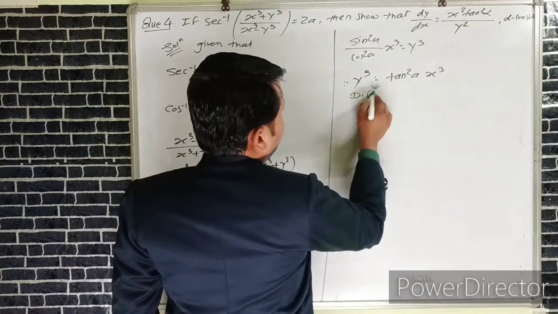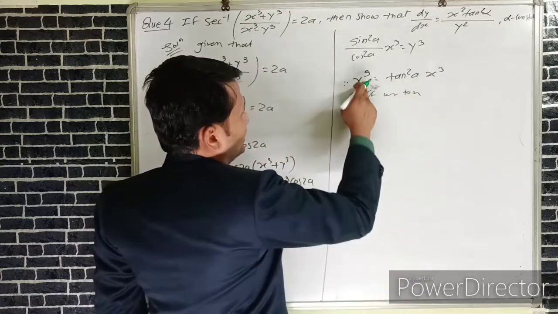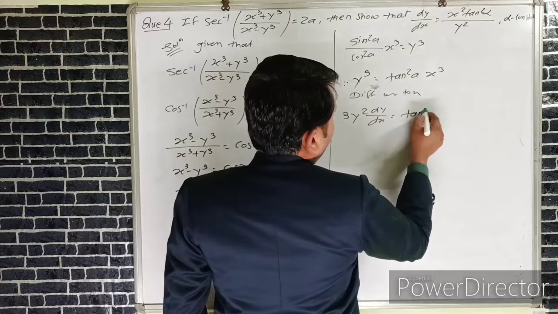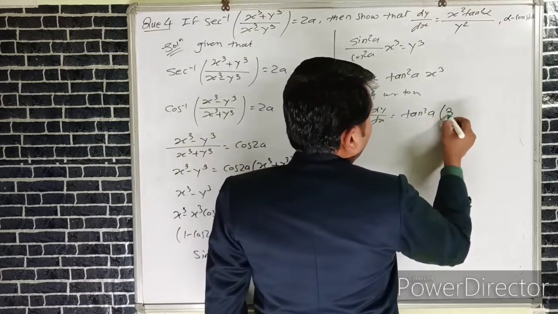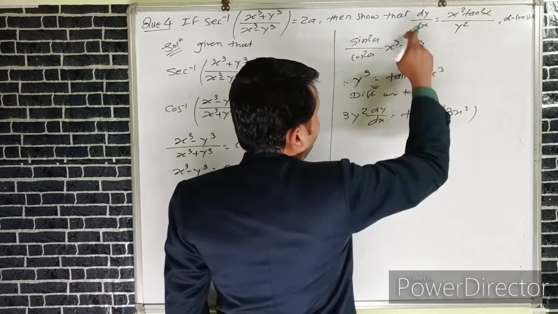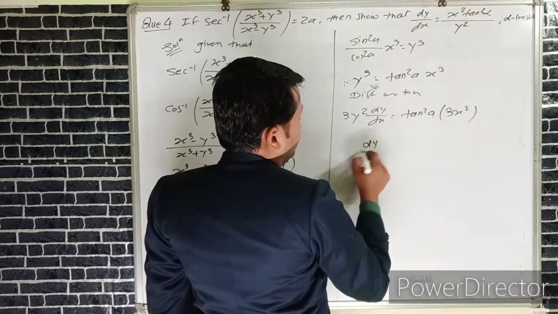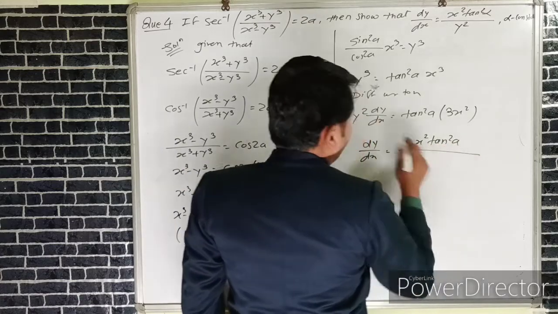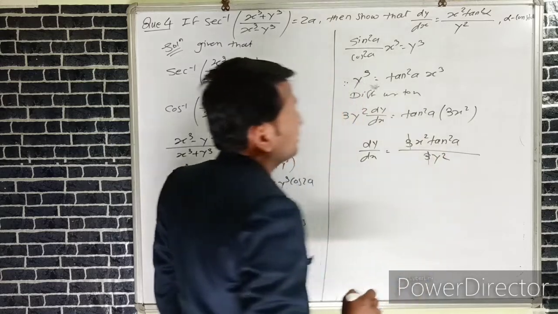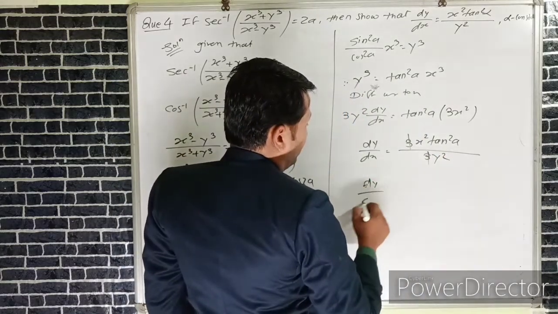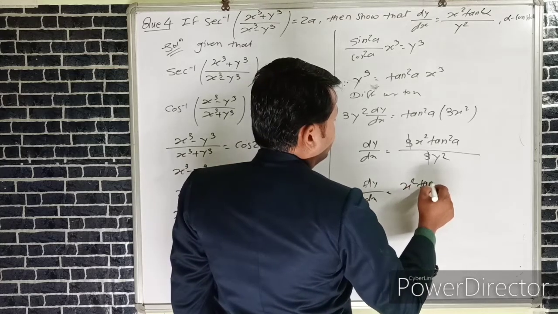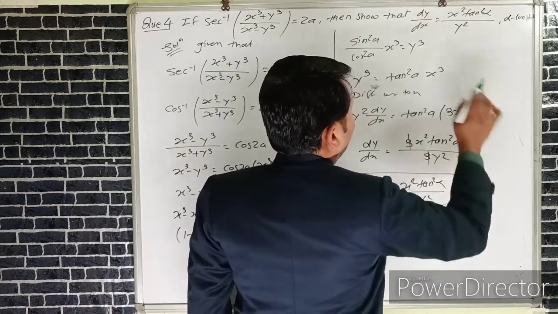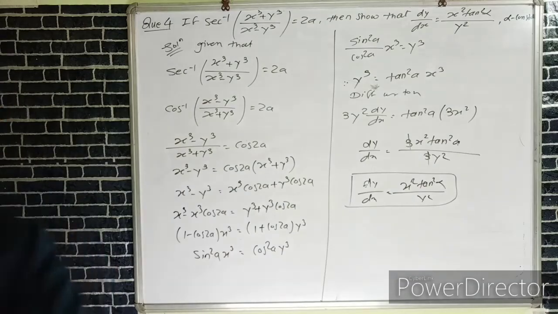Now if we differentiate the given function with respect to x, then the derivative of y cube is 3y square into dy by dx. Here tan square alpha is a constant, and the derivative of x cube is 3x square. Now we have to find only dy by dx. Then we can write dy upon dx is equal to 3x square tan square alpha upon 3y square. Here 3 cancels. Hence, we can write dy upon dx is equal to x square tan square alpha upon y square, which is the required proof of dy by dx.